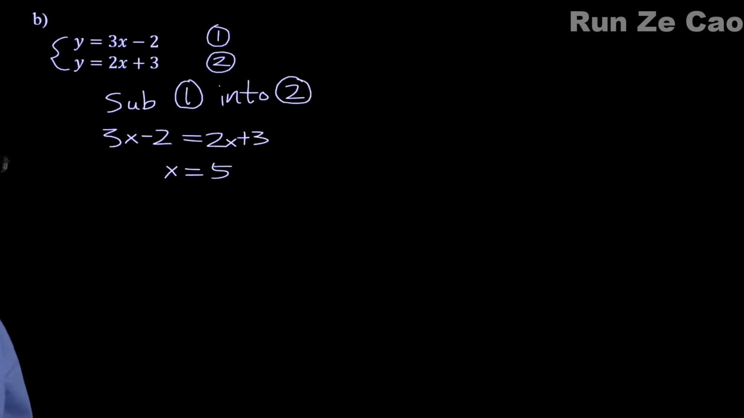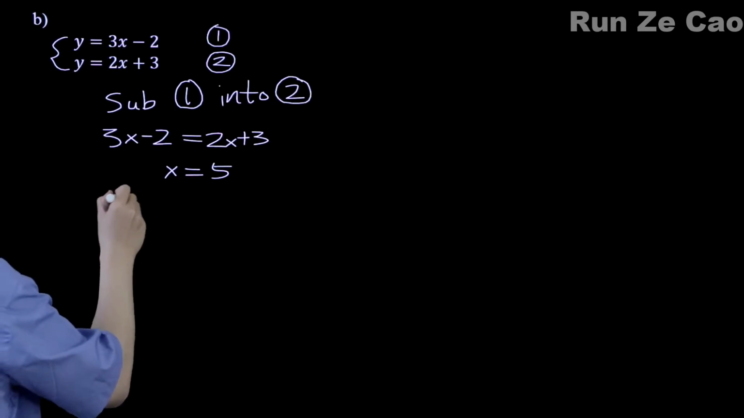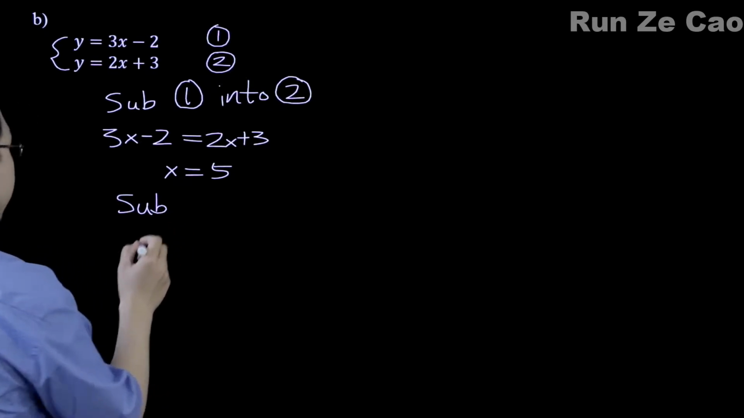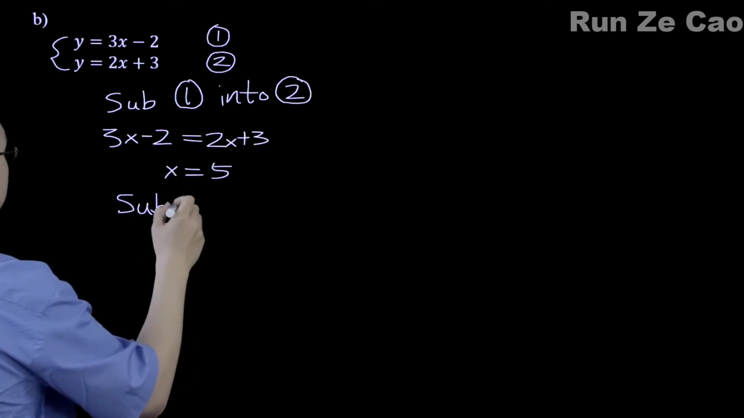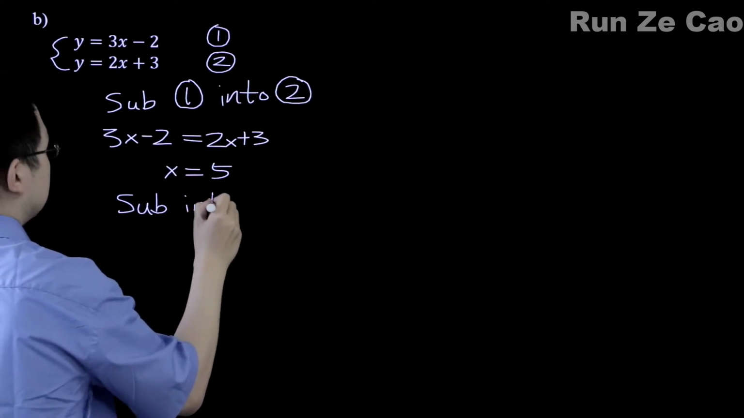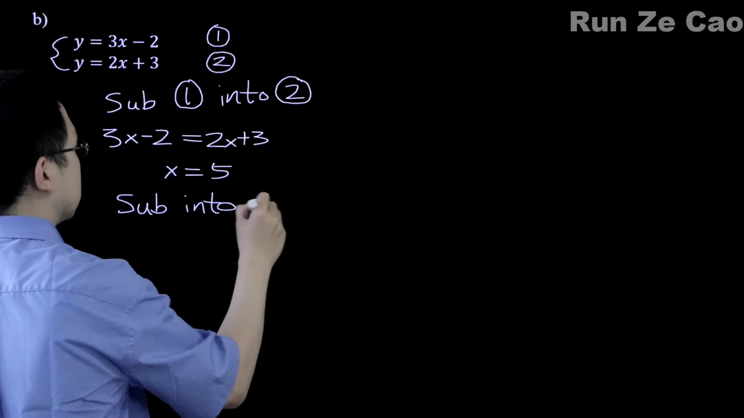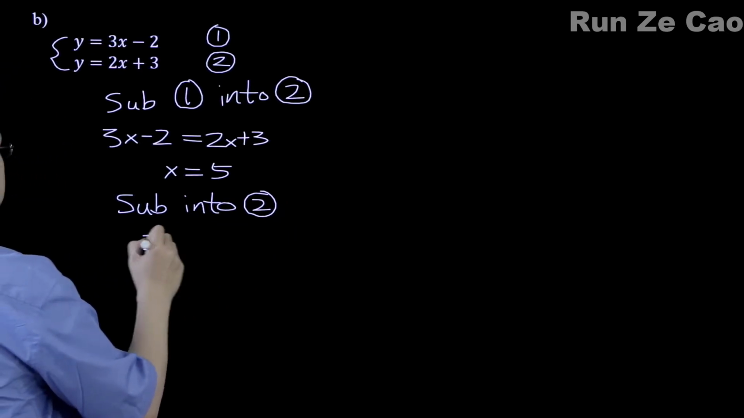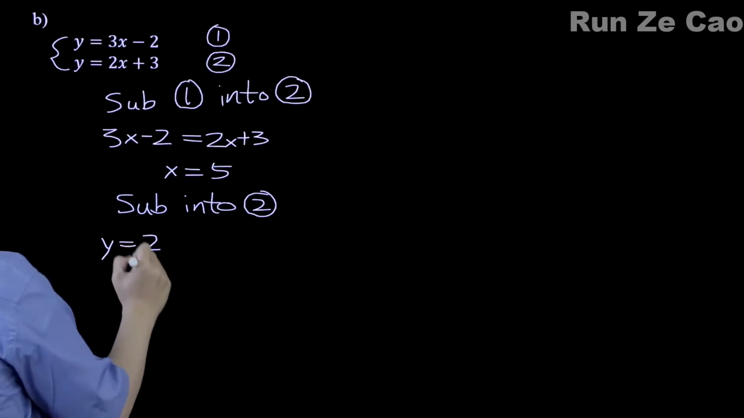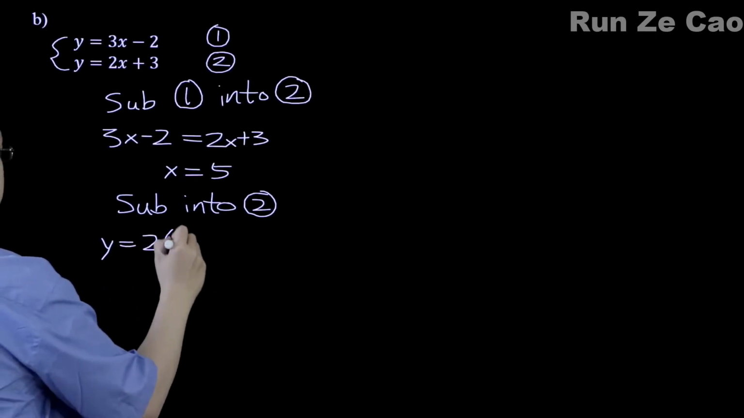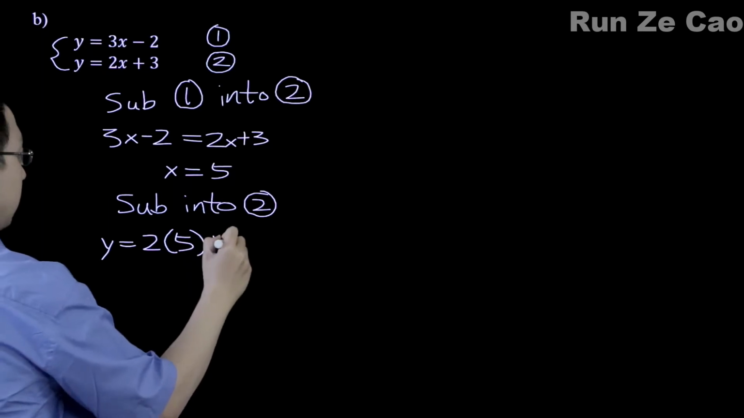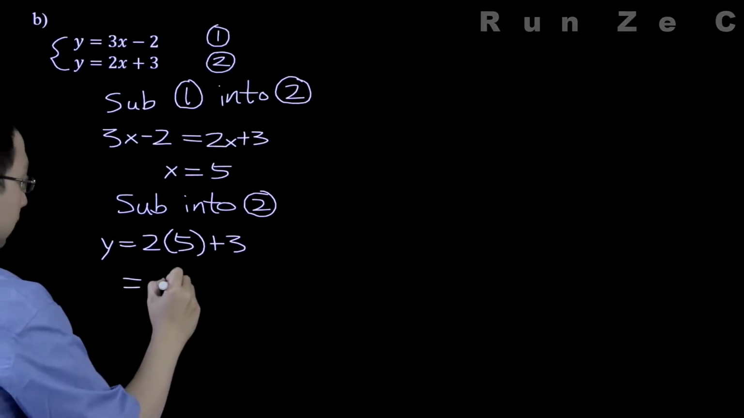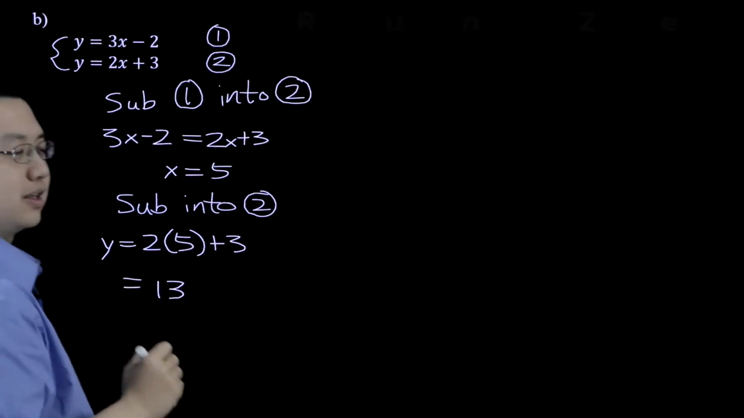And what do we do next? Well, then we write, extra steps doesn't hurt unless you're crowded. So sub into 2, and y equals 2 times 5 plus 3. So this is equal to, okay, yeah, whatever, 13.